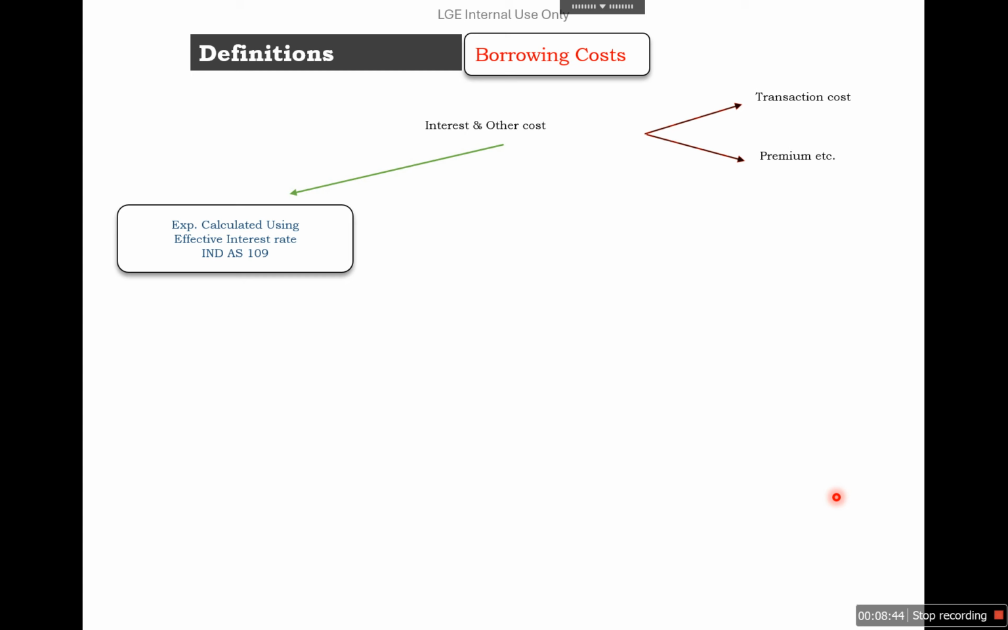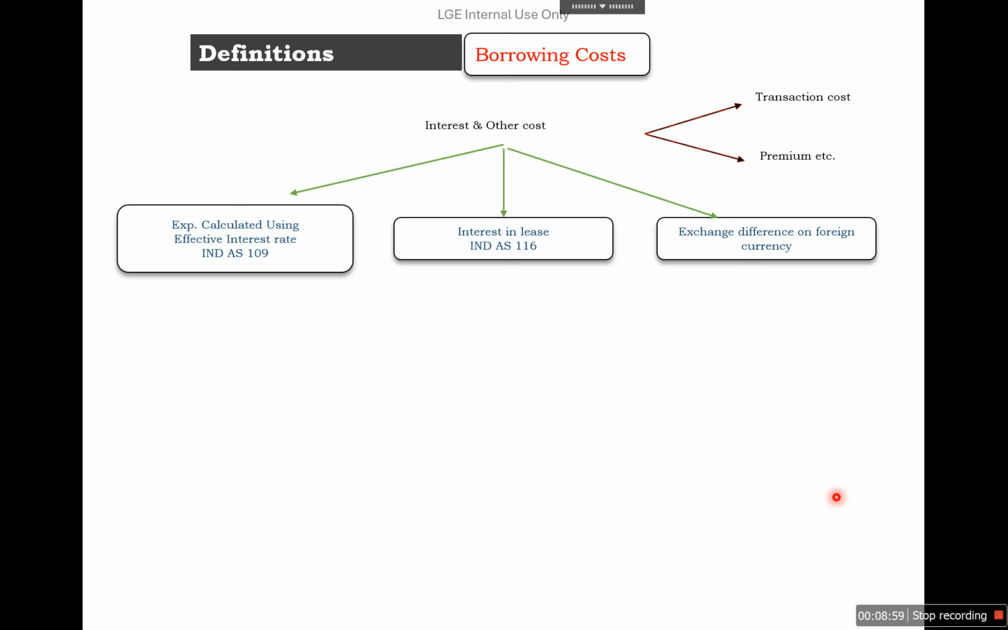Next is the borrowing cost. Borrowing cost is interest and other costs. Other costs may be transaction cost or premium, etc. It includes interest expense calculated using the effective interest rate as per Ind AS 109, interest on leases as per Ind AS 116, and exchange difference on foreign currency. We'll discuss exchange difference on foreign currency in detail in the next slides.